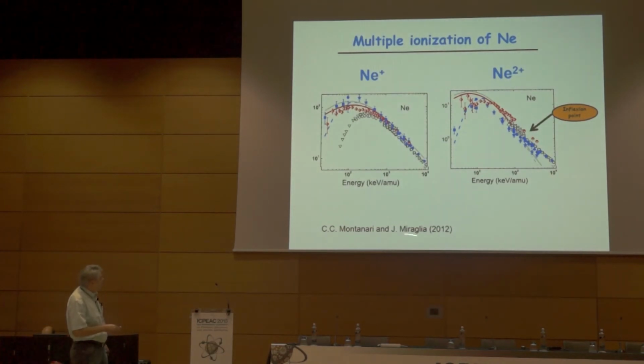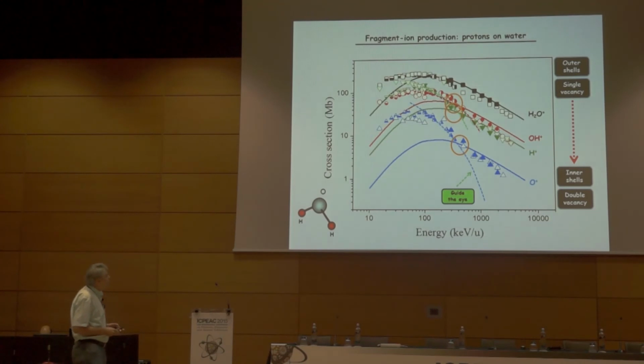I show here a work from Claudia and Roger Miraglia, and this is very similar to what happens in atoms. See, neon plus is a single concavity, and neon 2 plus has an inflection point here, because you have the Auger dominance at this point. So it's quite similar in atoms and what happens here in molecules.